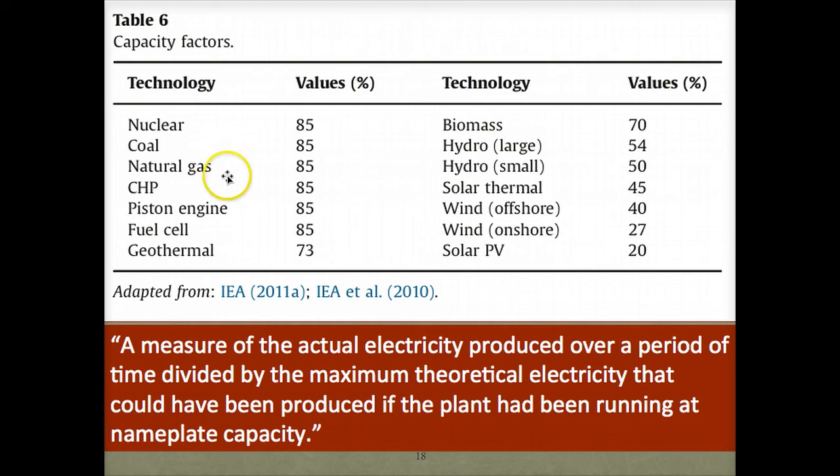Nuclear, coal, natural gas, geothermal, and biomass are considered baseload generators because they are available most of the time. Hydro and solar thermal could also be considered baseload generators depending on how often they are needed. Wind and solar PV are considered intermittent because they are not available very often.